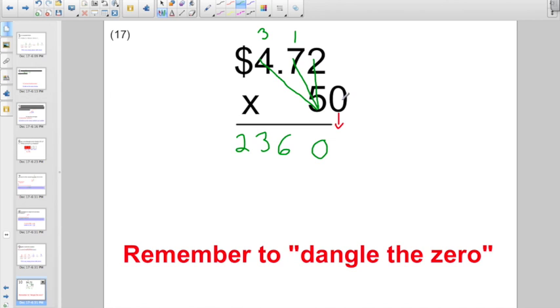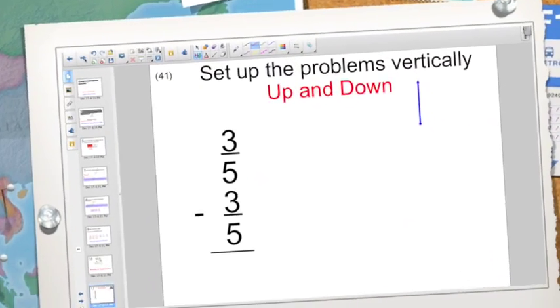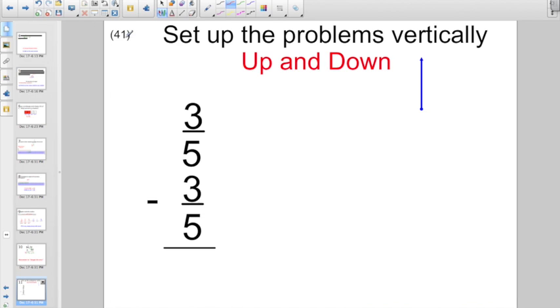But I have to remember to bring down my 0 or it's going to be completely wrong. Now I'm ready for my dollar sign and my decimal point. Decimal point goes 2 places back and the dollar sign goes up front. $236.